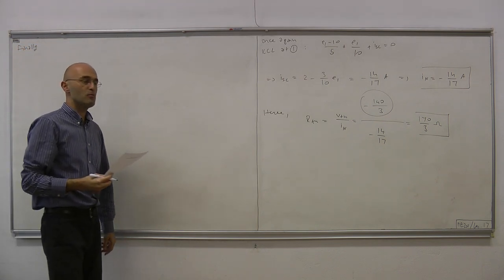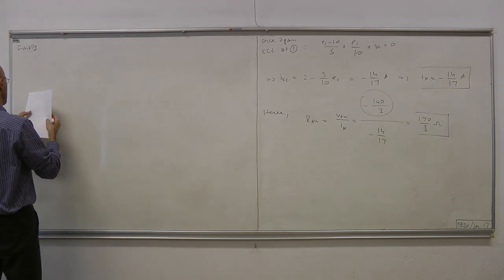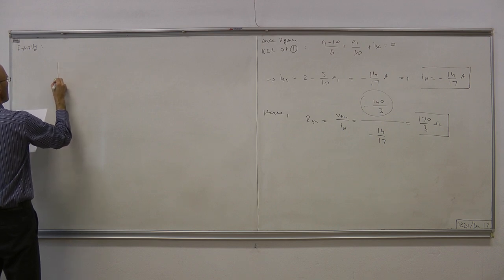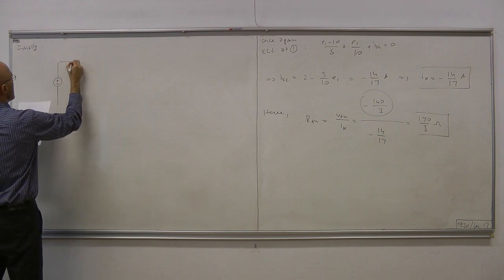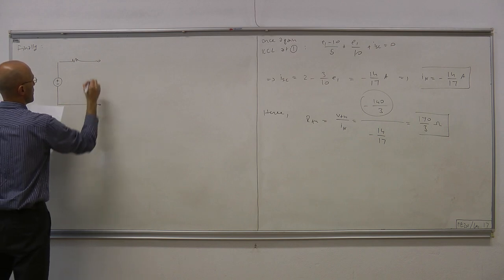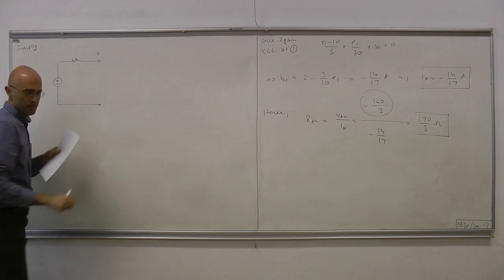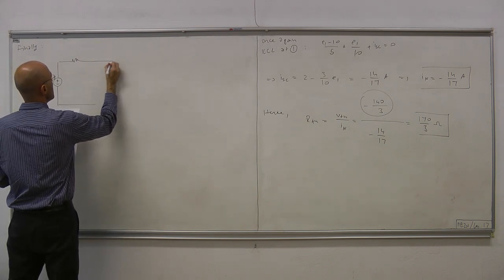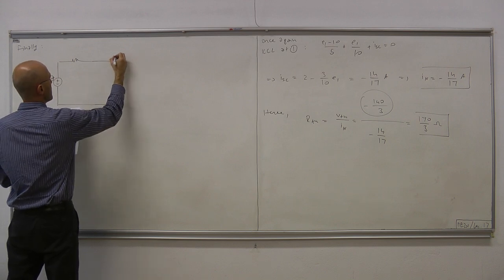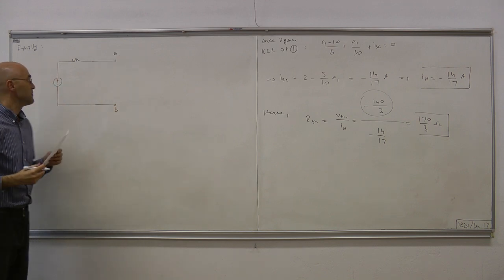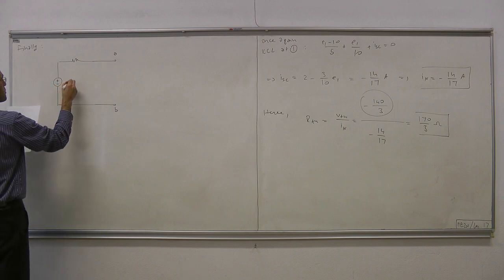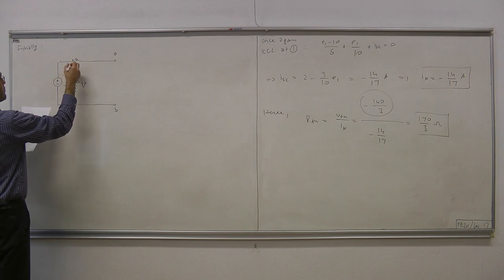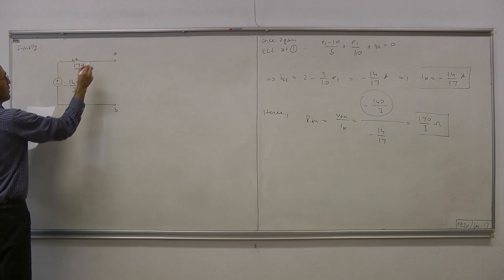The last part of the problem, the third part, finally. Okay, so we have the following Thevenin equivalent circuit. This is A, this is B. V Thevenin was minus 140 over 3 volts, and R Thevenin was 170 over 3 ohms.